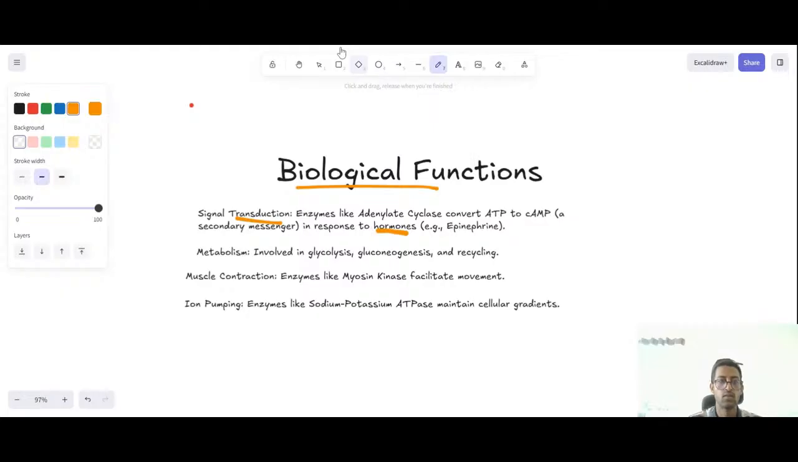Let's go back to our process. So there is also glycogenolysis, the breaking down of glycogen back into glucose for quick energy boost.